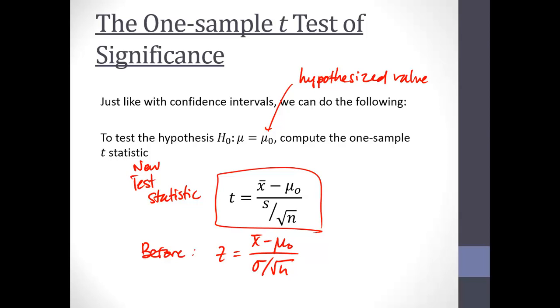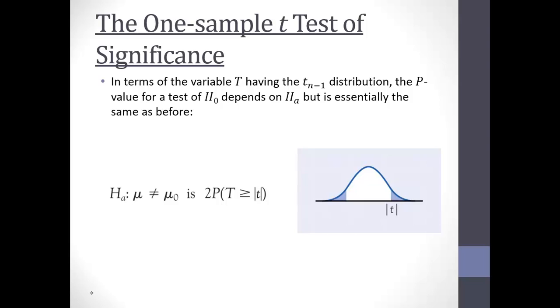So if we want to test the same hypotheses, with the same setup, that's our new test statistic. And now the p-value: the idea is exactly the same, but how we actually calculate it is going to change slightly because we have a t distribution instead of a z. The pictures are going to look kind of the same, but just remember we're dealing with a t instead of a z.